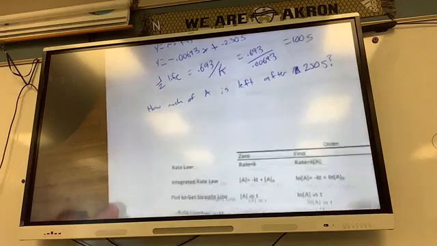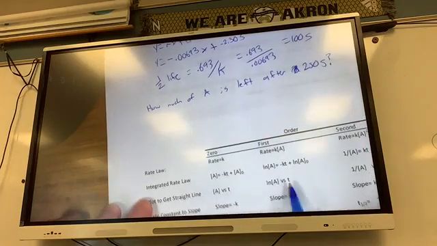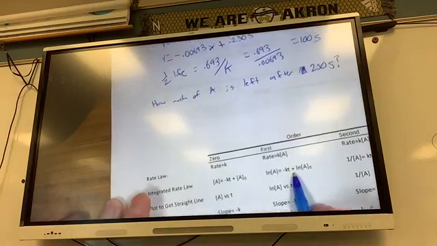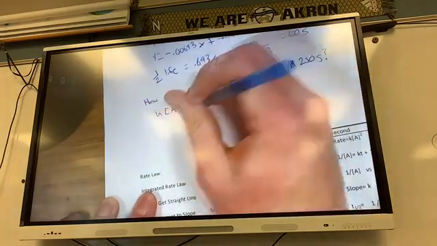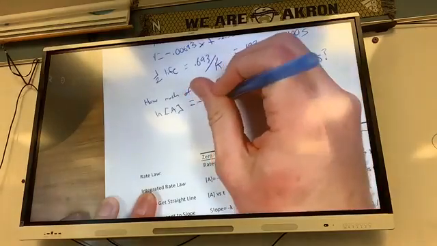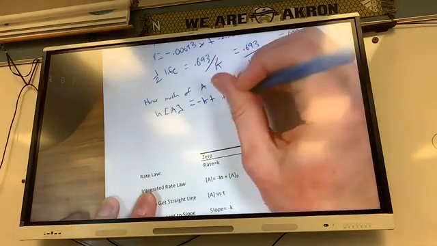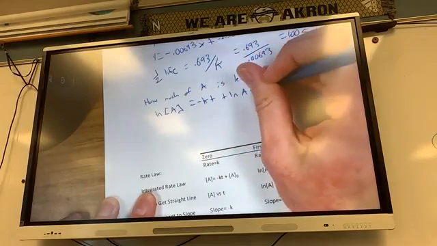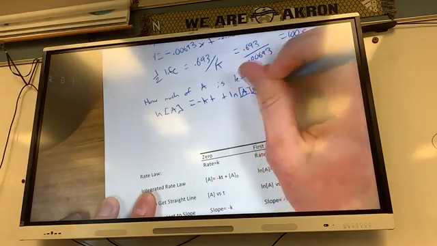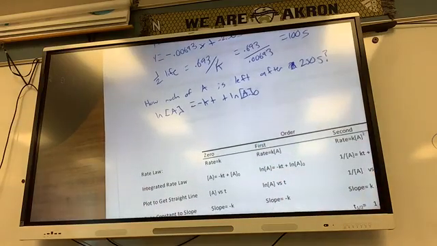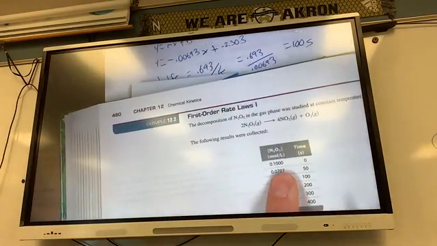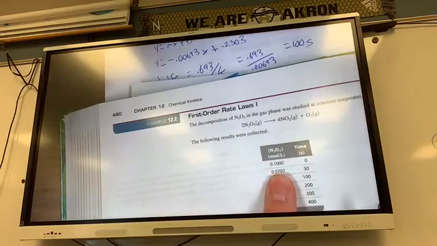So I'm going to use the integrated rate law for first order to figure this out. So I would write down natural log of the concentration of A is equal to negative Kt plus natural log of A concentration naught. What is A naught? Initial. And what is my A naught? It's here, right? It's the initial concentration from the book.